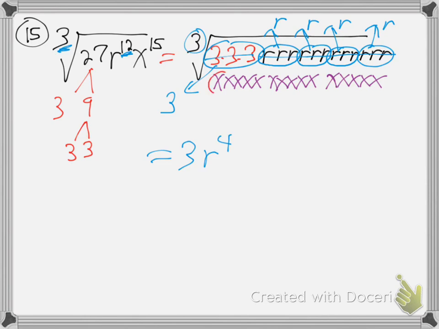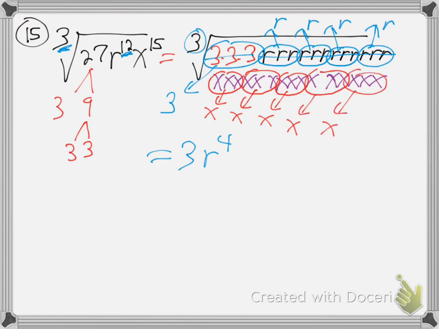It's going to be 3 x's in, 1 x out, repeated five times. How many come out? X to the 5th. Is anything left in that root? No. Everything came out. No more root because nothing's left in the root.